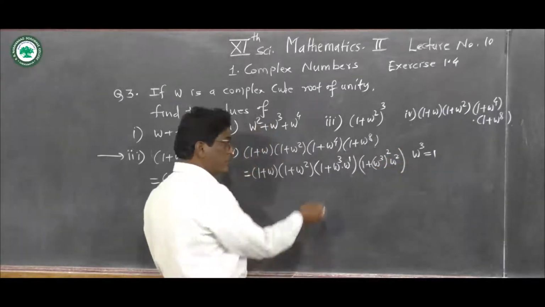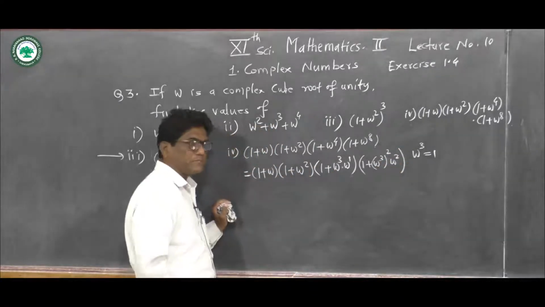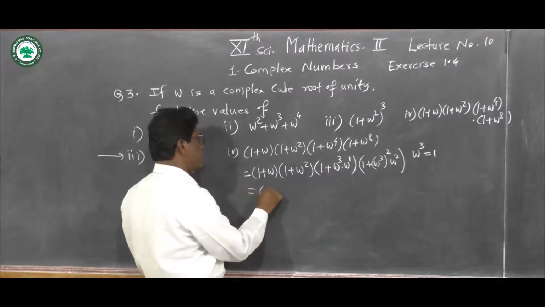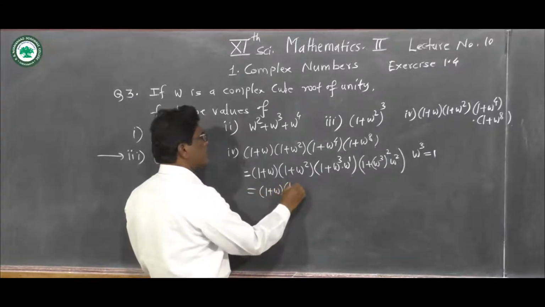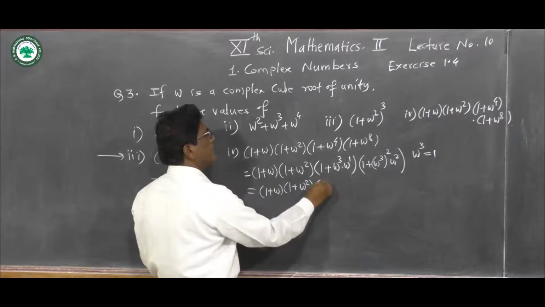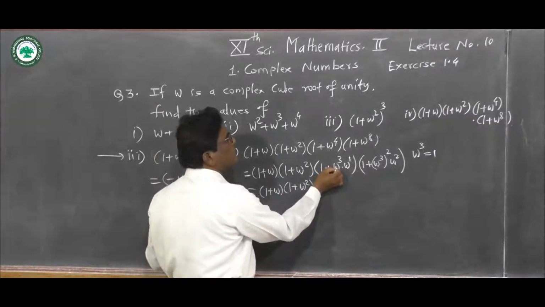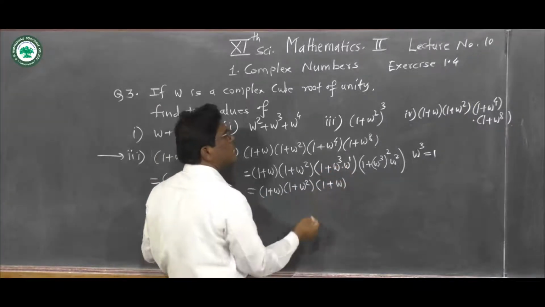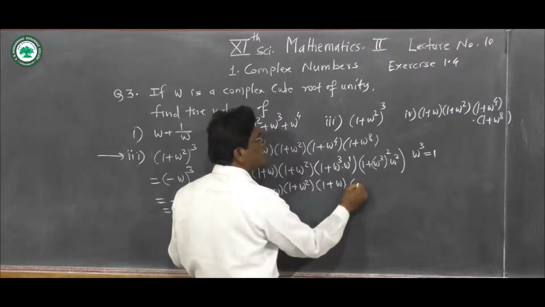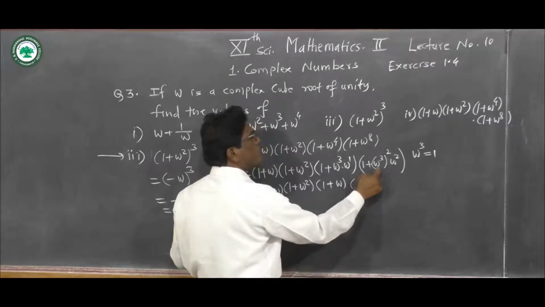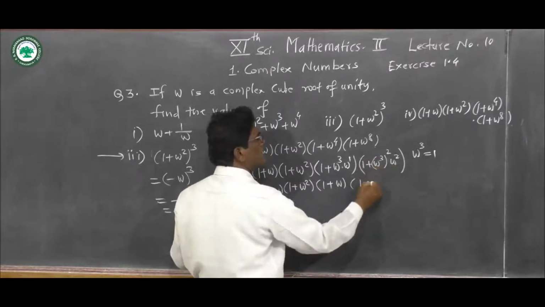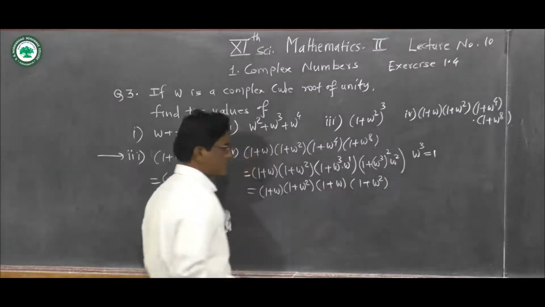Okay. Now we put the value of omega cube as 1. So we get here (1 plus omega) into (1 plus omega square) into (1 plus, here omega cube is 1, 1 into omega, that is omega), again here (1 plus, here omega cube is 1, 1 square, that is 1, 1 into omega square, so it is omega square).